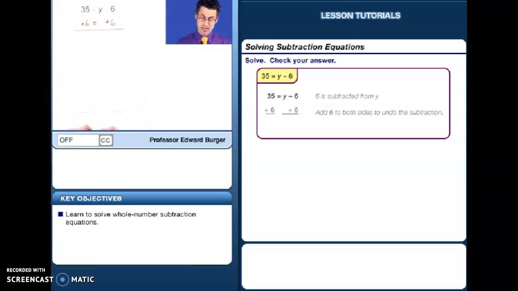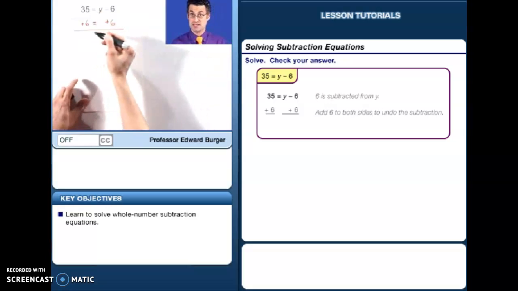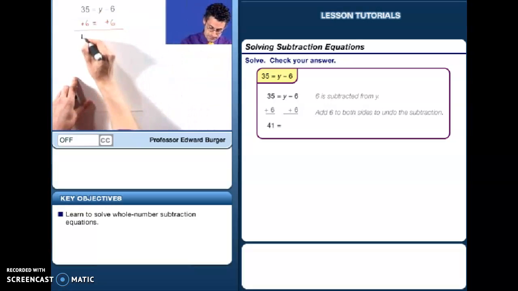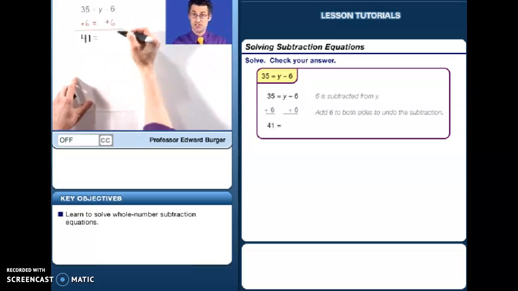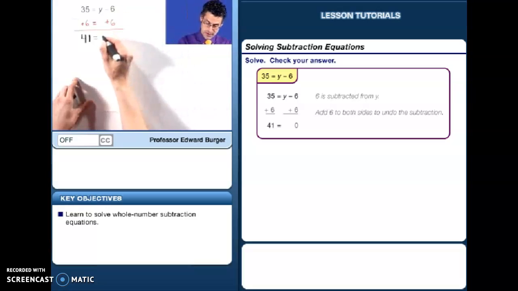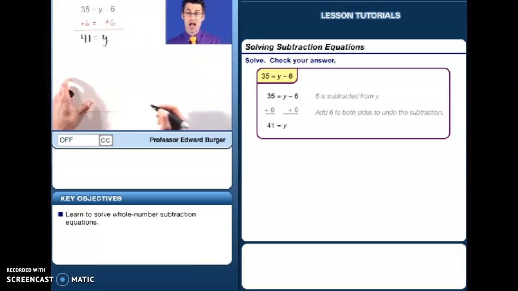So what do I get on the left-hand side? 35 plus 6 is 41. And what do I get on the right-hand side? Well, minus 6 plus 6 yields 0, and then I have the y still there. And so I see that y equals 41. So that's the solution.